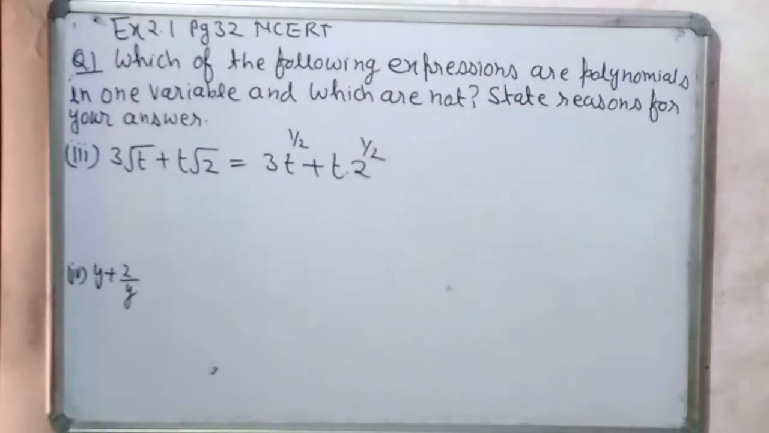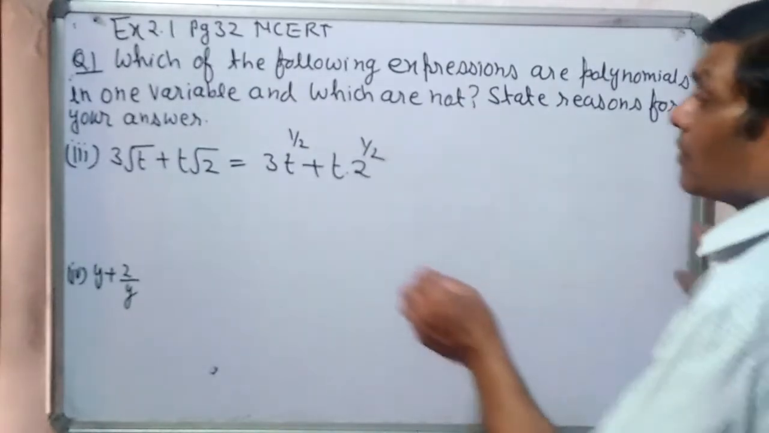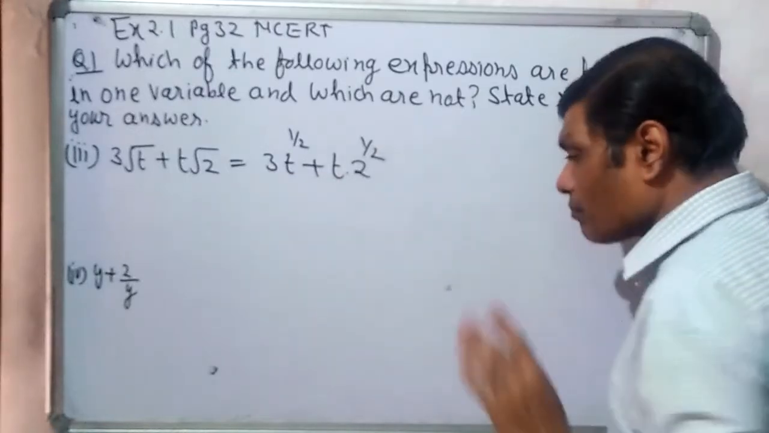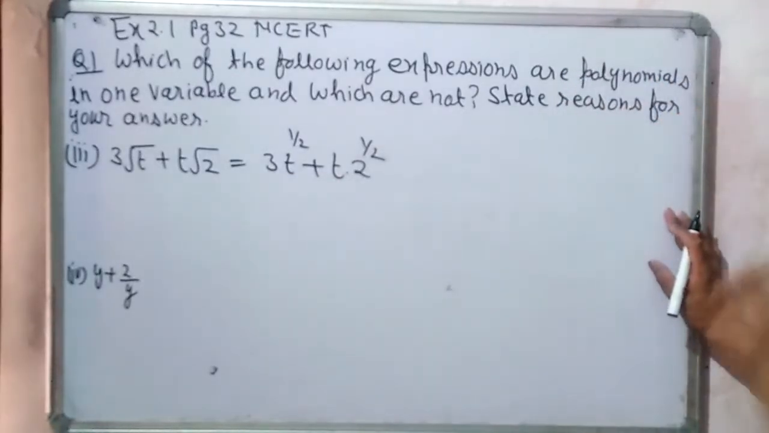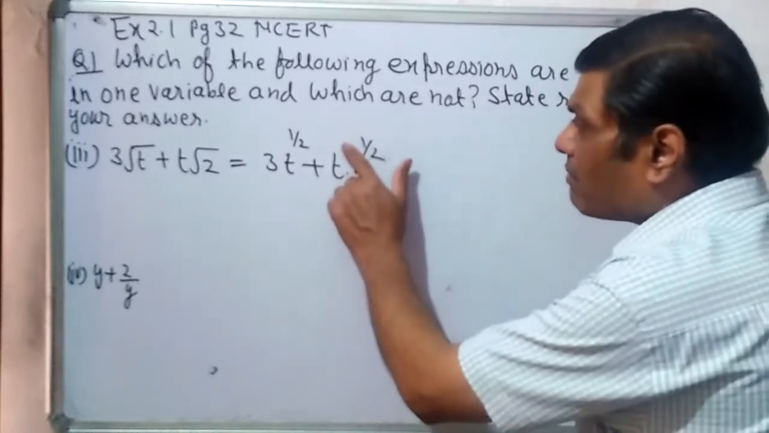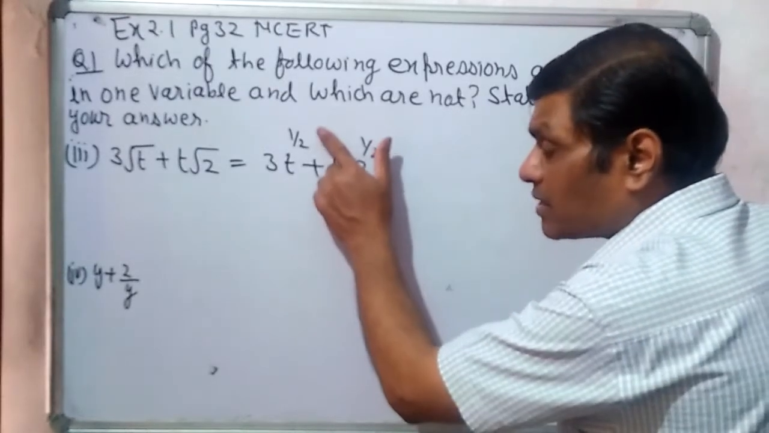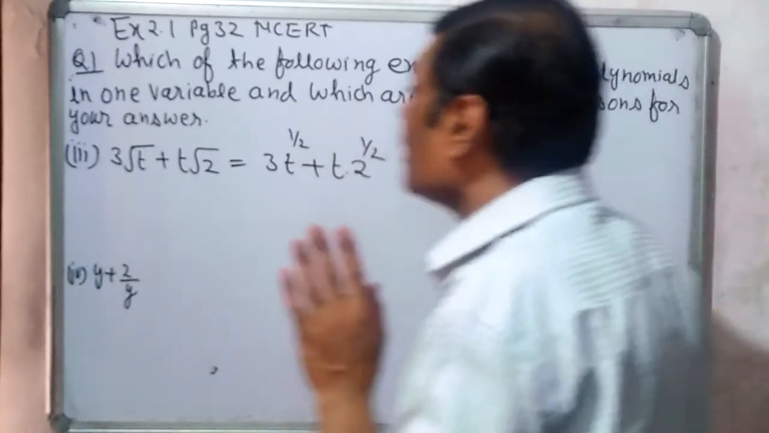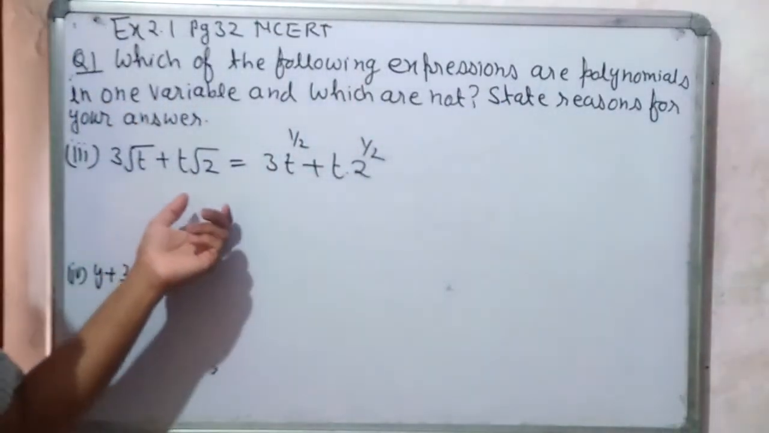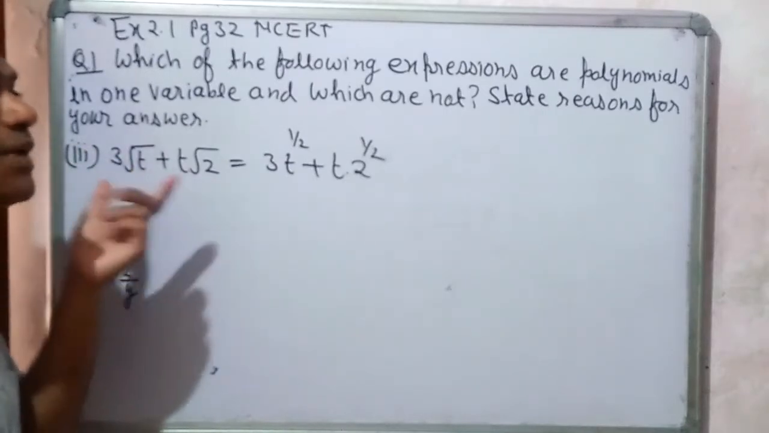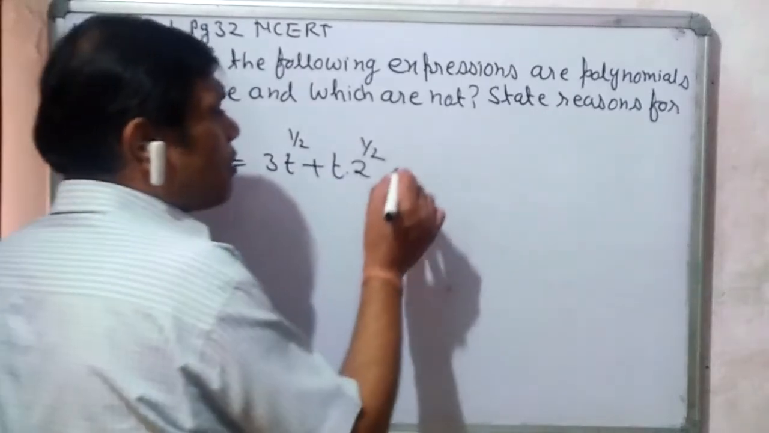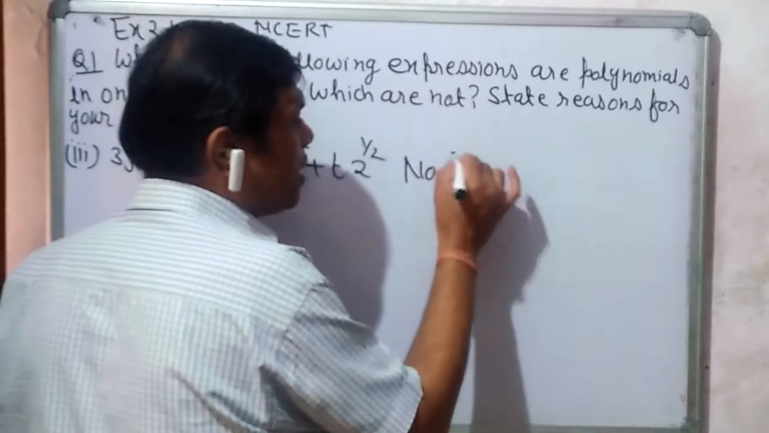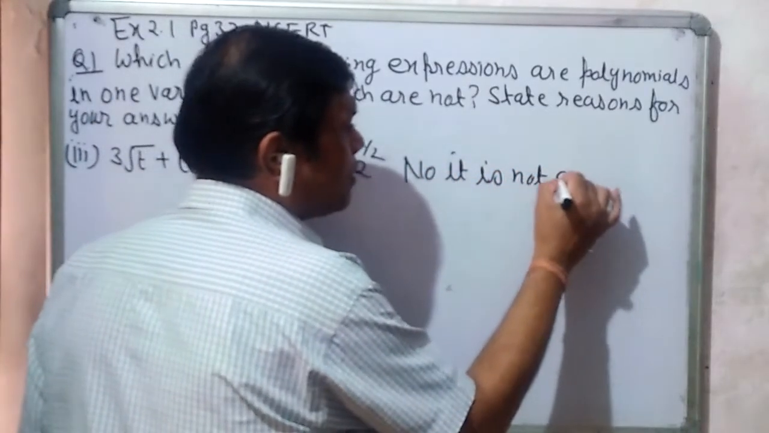Now let us check it on the basis of the definition of polynomials. How many variables are there? There is only a single variable t. What are the powers of the variables? In the second term the power is 1, but in the first term the power is 1 upon 2. Is this power a whole number? No, it is not a whole number. So will it be a polynomial? It is in a single variable, but will it be a polynomial? No, it is not a polynomial.